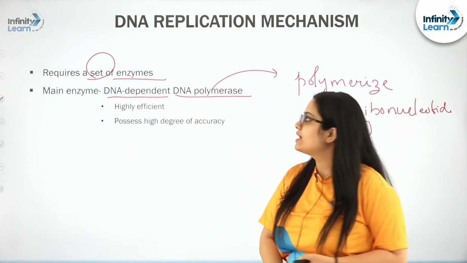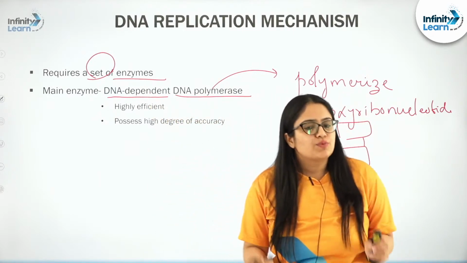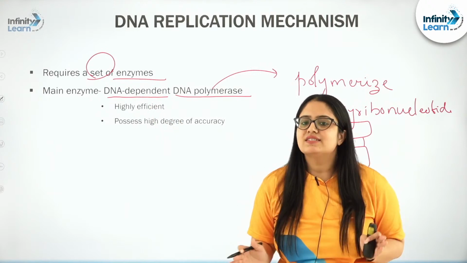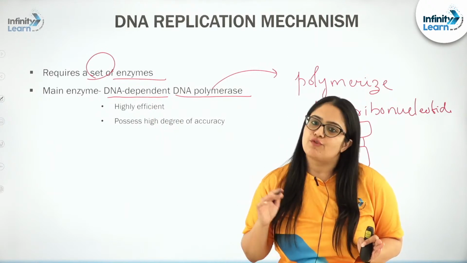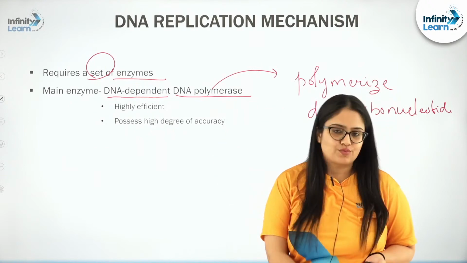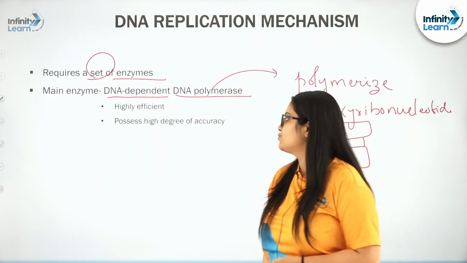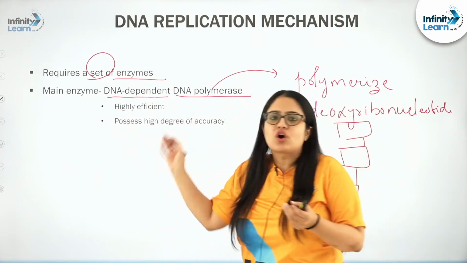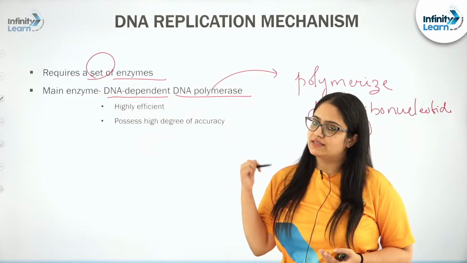Second, why is it known as DNA dependent? Because it will utilize the parental DNA molecule as a template for catalyzing this polymerization process, right? I hope this much is clear to all of you. This enzyme, let us talk about some special characteristics that this enzyme possesses.